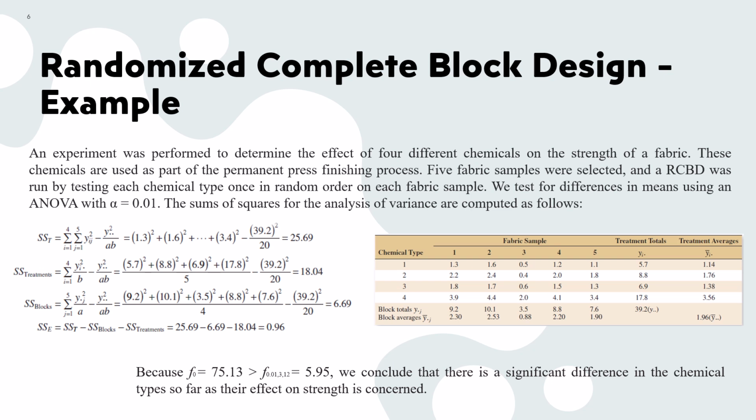of error. Because the F-test statistic 75.13 is greater than the critical F value at 0.01, with 3 and 12 degrees of freedom, 5.95, we conclude that there is a significant difference in the chemical types so far as their effect on strength is concerned. There is a need for pairwise comparisons and adequacy check for our analysis.